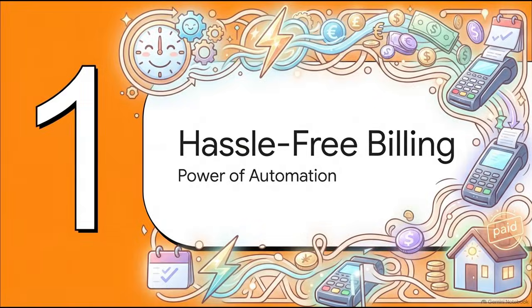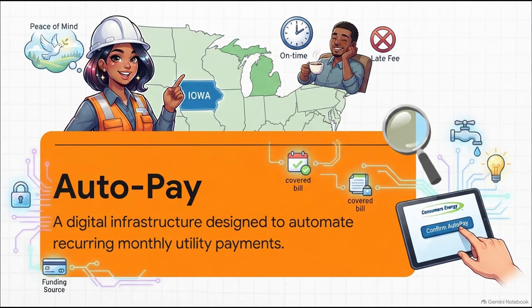So, kicking things off with Section 1, Hassle-Free Billing Introduction and the Advantages of Automation. Now, Consumers Energy serves millions of customers. And whether you're with the massive Michigan investor-owned utility or you're part of the independent Consumers Energy Cooperative over in Iowa, automating your payments is literally the best way to guarantee peace of mind. It ensures your payments are on time and eliminates those pesky late fees for good.